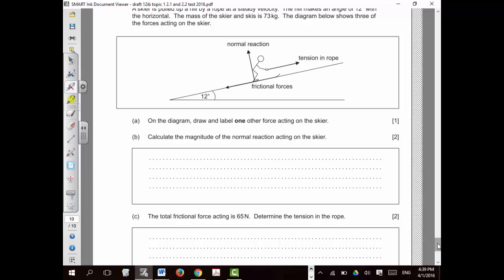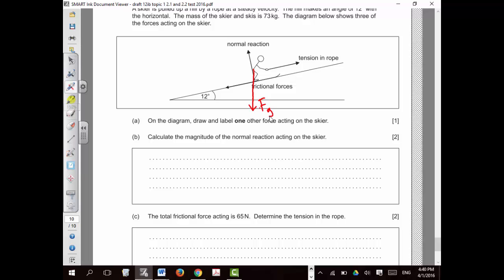Okay, the obvious force that's missing here, if we have reaction, tension, and friction, is the weight or force due to gravity. So I'm just going to draw that from what I consider to be a center of mass. And I'm going to draw it vertically downwards, and I'm going to call it Fg. Calculate the magnitude of the normal reaction acting on the skier.